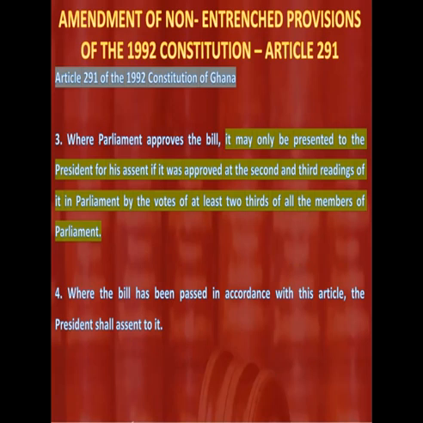So now let's walk through the full steps for the amendments of the non-entrenched provision of the Constitution. First, under Article 291, there must be a publication in the Gazette of the bill. After the first publication, you wait for at least 3 months. Then you publish it in the Gazette for the second time. After the second publication, you can't go ahead and consider it until at least 10 days have passed since the second publication. Now, after the expiration of those 10 days, you can bring it to Parliament for your first reading.